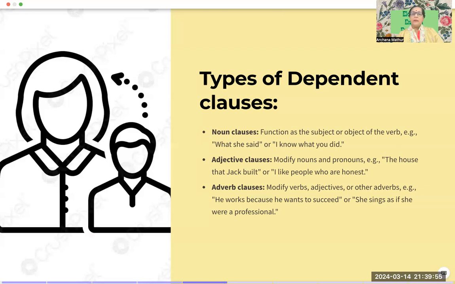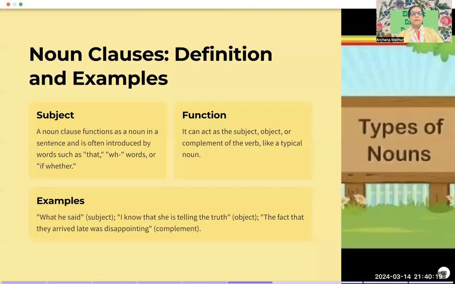Or another example, she sings as if she were a professional. She were a professional is my clause and it qualifies the verb sings. So it becomes an adverb clause. She sings sweetly. She sings melodiously. She sings beautifully. So instead of beautifully, I'm using this clause. So this becomes an adverb clause.